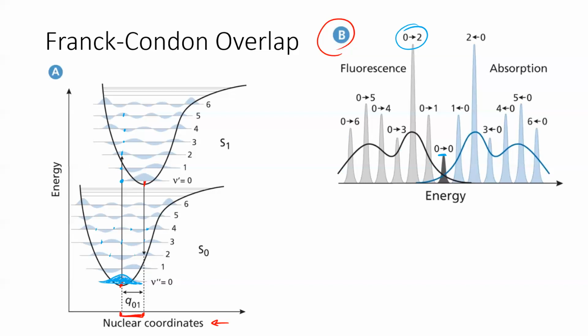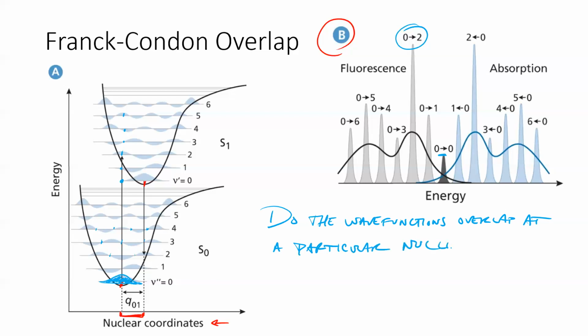And so this Franck-Condon overlap, again, is just: do the wave functions overlap at a particular nuclear coordinate.